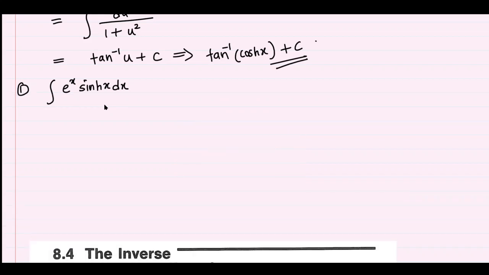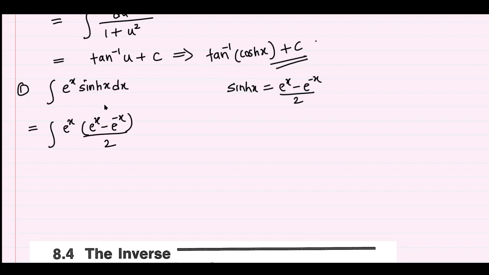So we know the formula for sinh x, the hyperbolic function sinh x, is (e^x minus e^(-x)) by 2. So substitute for sinh x. So this becomes the integral of e^x into (e^x minus e^(-x)) by 2 dx. So 1 by 2 is common, I can take it outside.